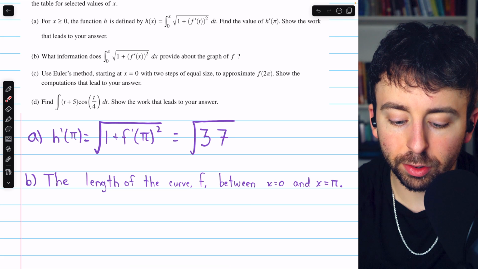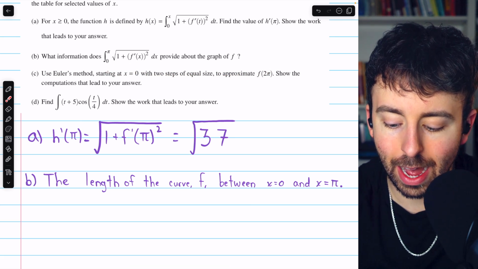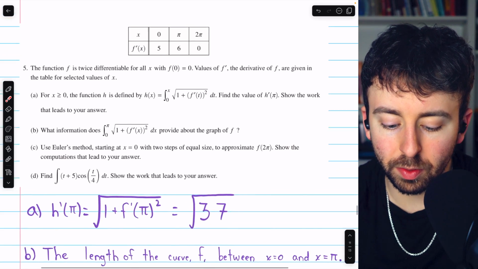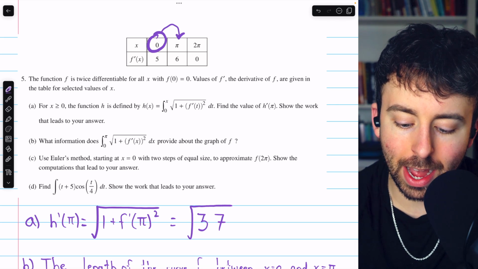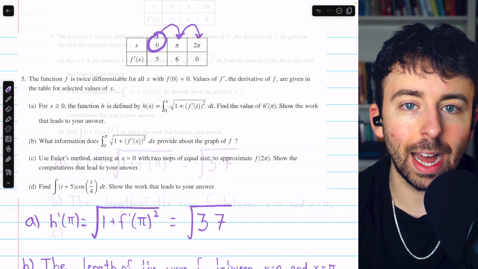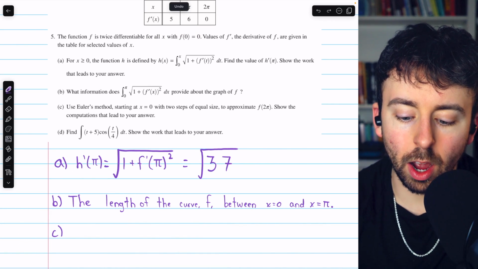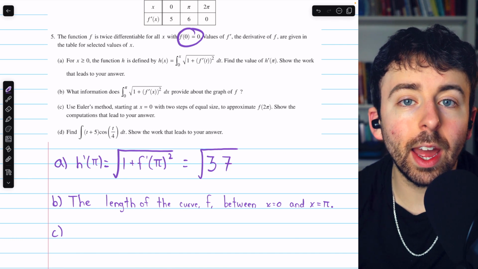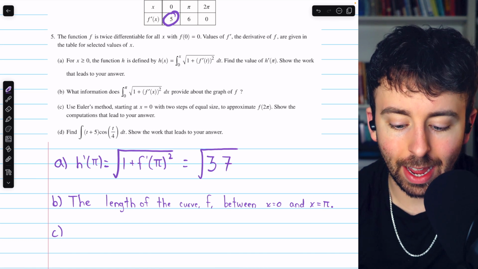On to part C. Use Euler's method, starting at x equals 0, with two steps of equal size to approximate f of 2 pi, and show the computations that lead to your answer. Since we're using two steps of equal size, we will of course start at x equals 0, and then we'll jump forward pi, and then we'll jump forward another pi to get an approximation of f of 2 pi. So for Euler's method, we start by going from 0 to pi. We know from the problem that f of 0 is 0.